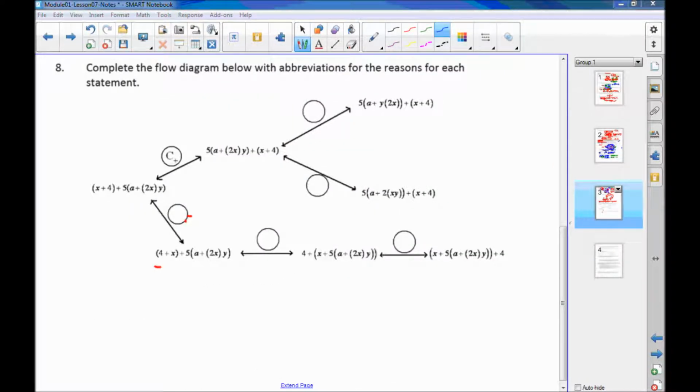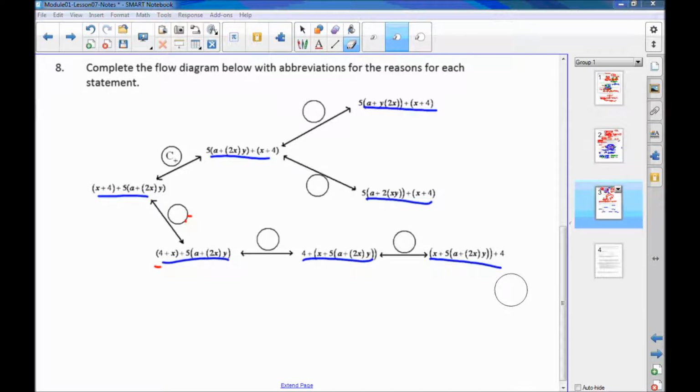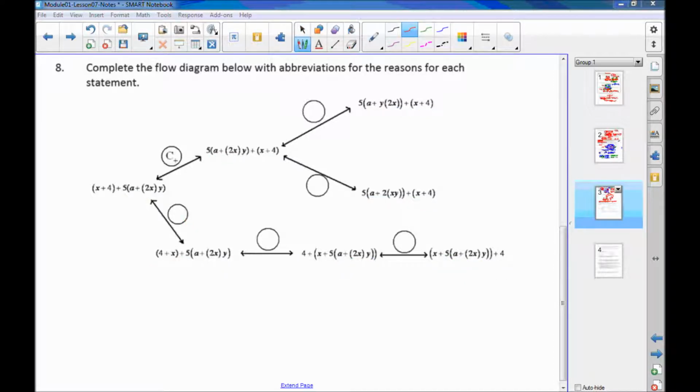Okay, so for problem number 8, we want to complete the flow diagram below with abbreviations for the reasons for each statement. So we have 1, 2, 3, 4, 5, 6, 7, hopefully equivalent statements. Okay, if we follow the properties, commutative, associative, and distributive, if needed, then all these statements should be equivalent to each other, which means they should all be equal statements. So if we picked a value for X and Y and plugged it into all these statements, we would find out the same number when we simplified it.